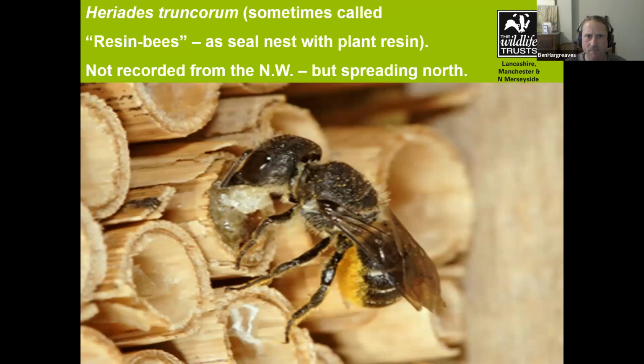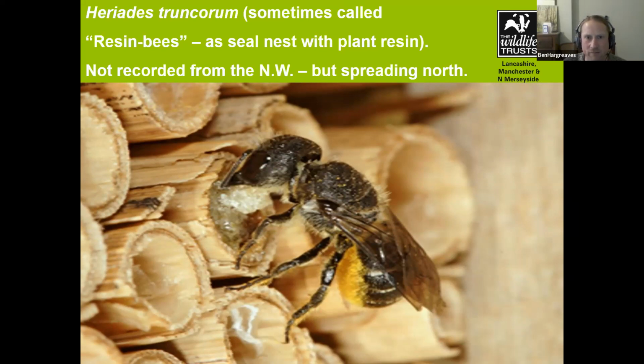Heriades gets the name resin bee because they seal the nest when it's been constructed, in this case in a so-called bee hotel, with resin, quite often pine resin, but not always pine resin. It's been found in areas where pine resin shouldn't really be available. It's not found in our area yet, but it is spreading north very rapidly. I think there's a record in the West Midlands, so it's worth keeping an eye out for this one.